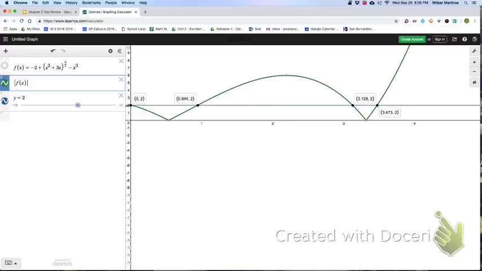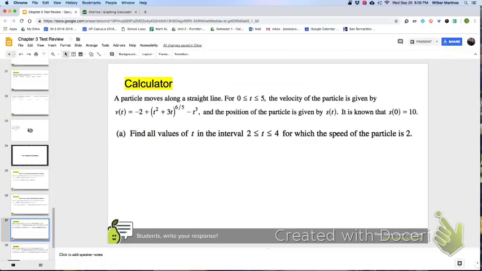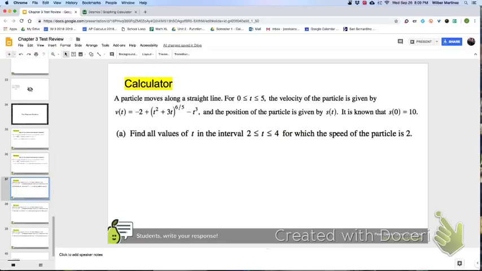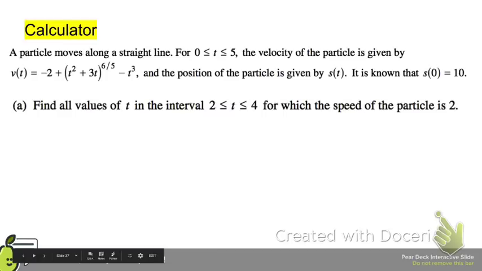And so these are the points that you were calculating. So you could do it either way. You could either look on the velocity graph for where it equals positive or negative 2, but you can also look here on the speed graph, which is the absolute value, and see that there are 4 points as well. So if I come back over here, alright, find all values of t in the interval for which the speed of the particle is 2.